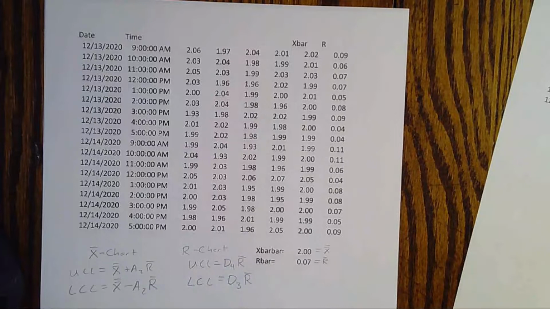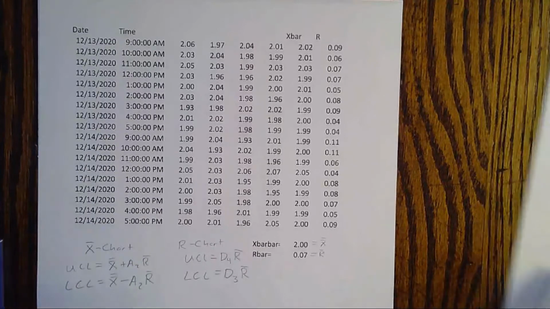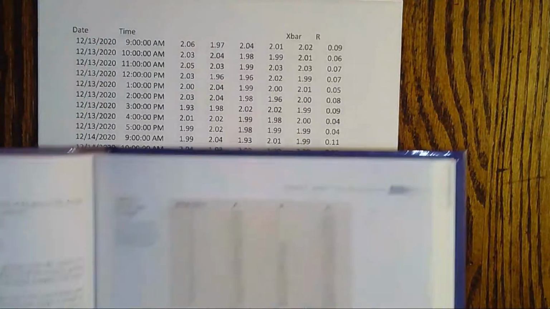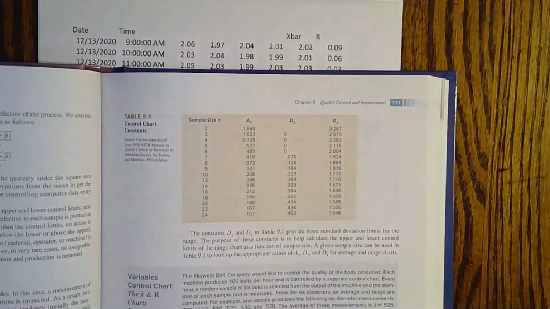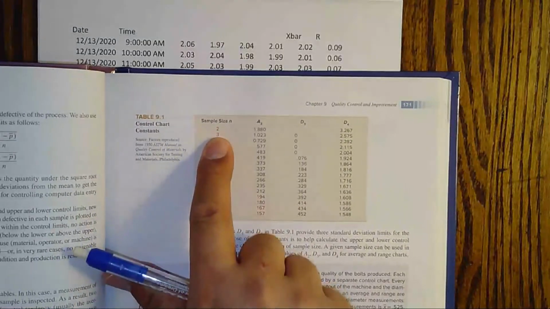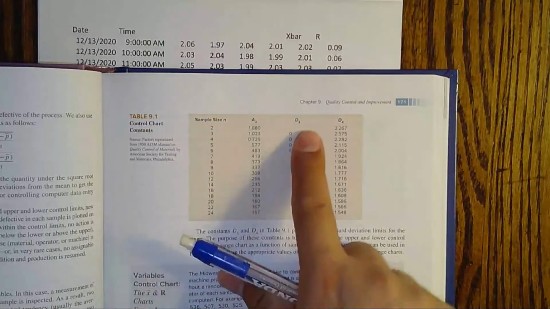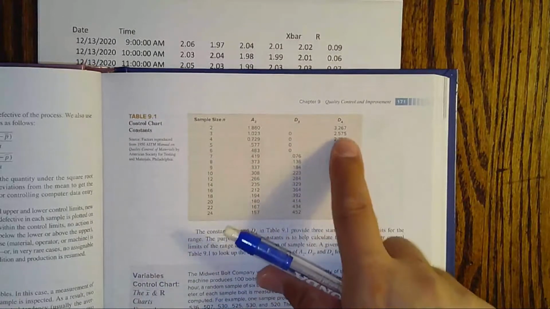Okay, so all that I need now are my table values. Now, the table values essentially use the t-distribution to go out far enough that it's like 3 sigma limits. Here's that page in the book. This is page 171, table 9.1. Here we have the sample size. We have our A2 values, our D3 values, and our D4 values.